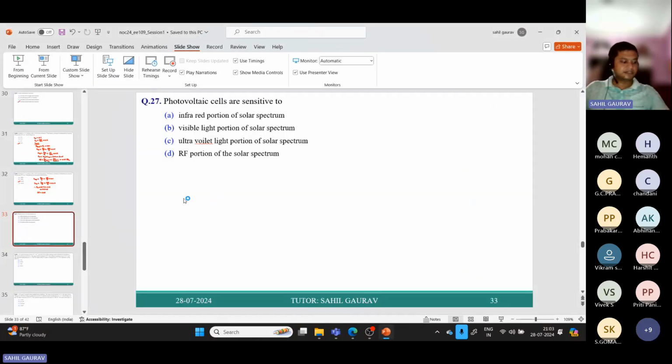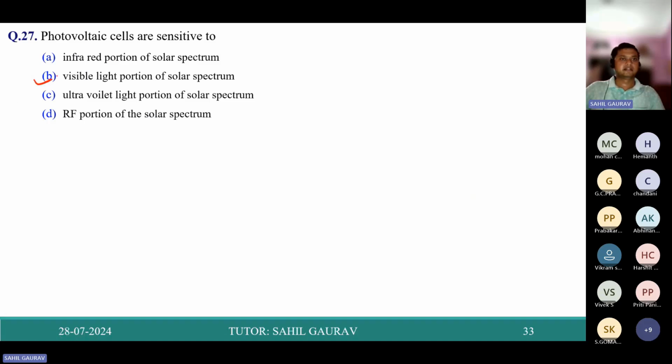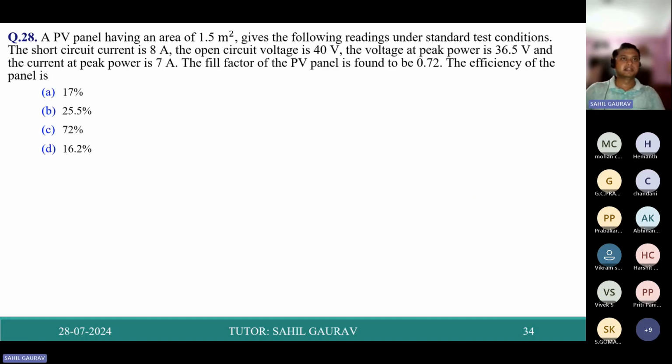So for this problem, the correct answer is visible light portion of solar spectrum. Now let us see the next problem. A PV panel having an area of 1.5 meter square gives the following readings under standard test conditions. The short circuit current is 8 ampere. The open circuit voltage is 14 volt. The voltage at peak power is 36.5 volt and the current at peak power is 7 ampere. The fill factor of PV panel is found to be 0.7. The efficiency of panel is?